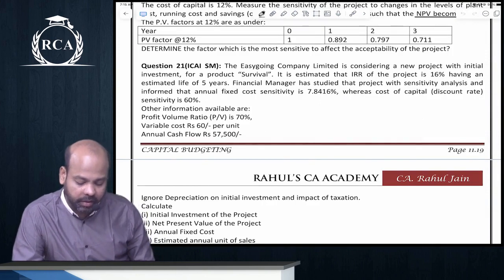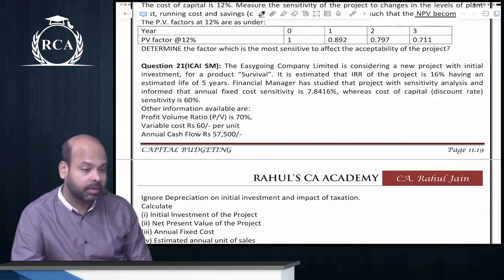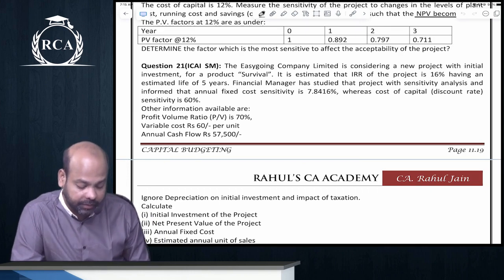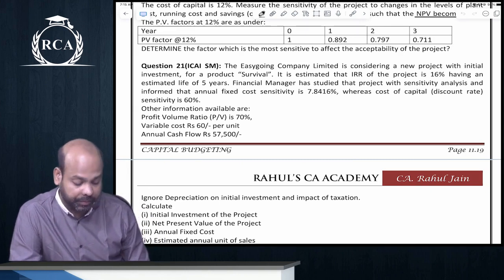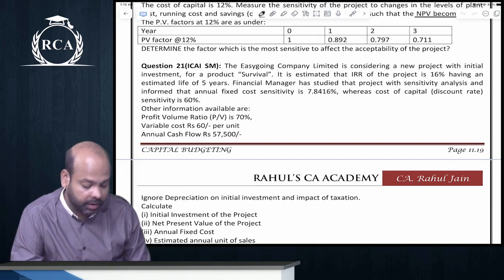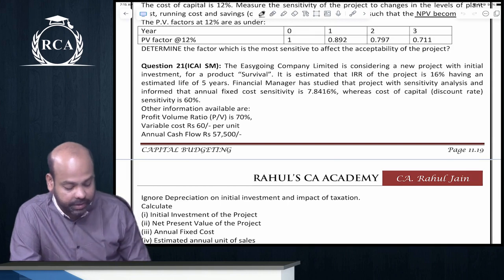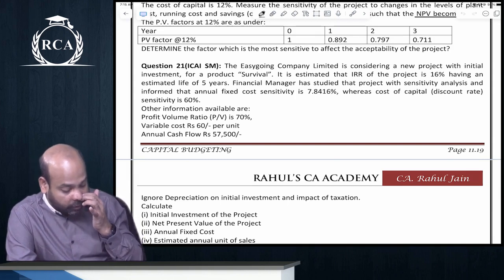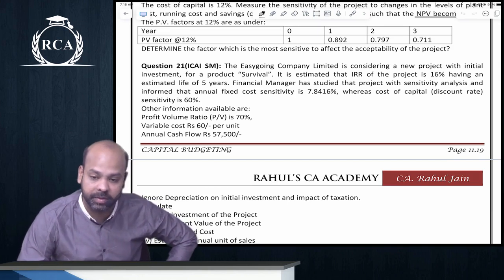Easygoing Company Limited is considering a new project with an initial investment for a product survival. Because it is easygoing, it needs to survive. It is estimated that IRR of the project is 16%, having an estimated life of 5 years. Financial manager has studied the project with sensitivity analysis and informed that your annual fixed cost sensitivity is 7.8416%, whereas cost of capital discount rate sensitivity is 60%.